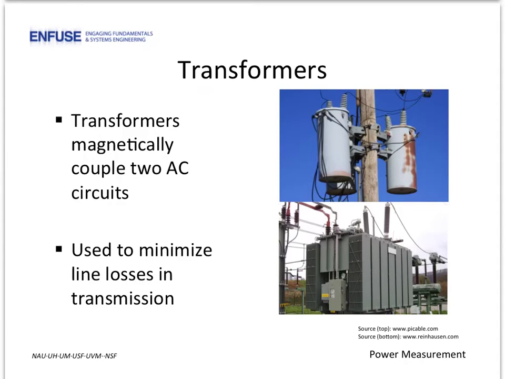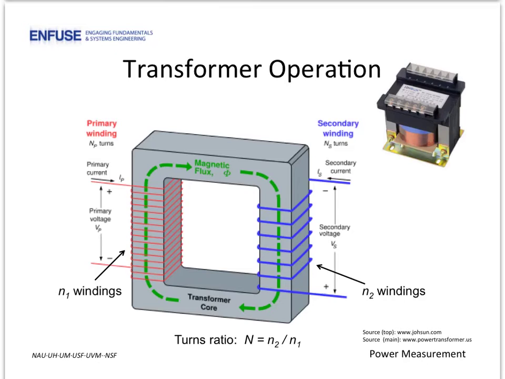You probably recognize the devices in these images as the transformers you see in your neighborhood. Their purpose is to convert, that is transform, the AC voltages from one level to the next. For example, this pole-mounted transformer converts a high voltage to a lower 240 volts that goes to your house. So how does this reduce line losses? To answer this question, let's take a high-level look at what a transformer does.